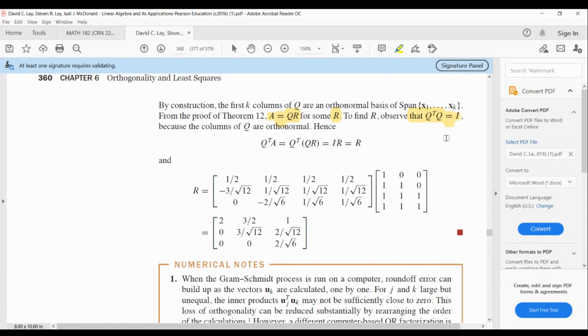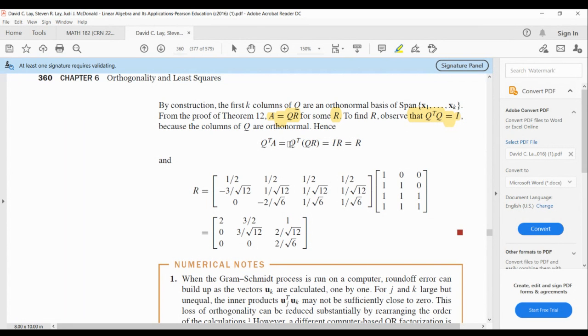And again, when you have orthonormal columns and you take Q transpose times Q, some of those products are going to equal 1, because the dot product of a unit vector with itself equals 1. So that'll get you the diagonal entries for the identity. The other dot products are going to equal 0 because the vectors are orthogonal. Therefore, Q transpose times Q equals the identity.